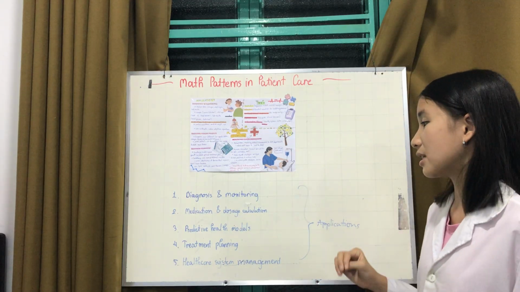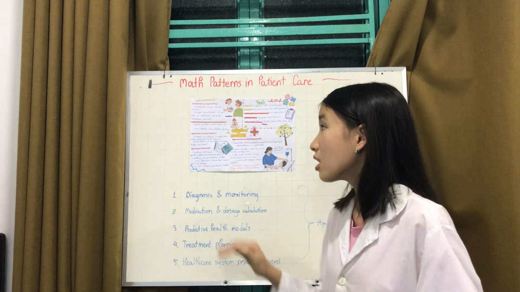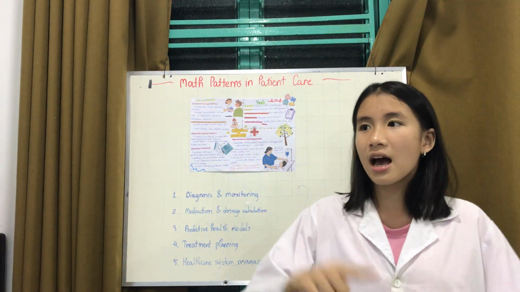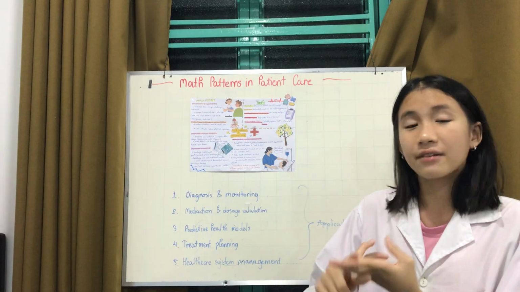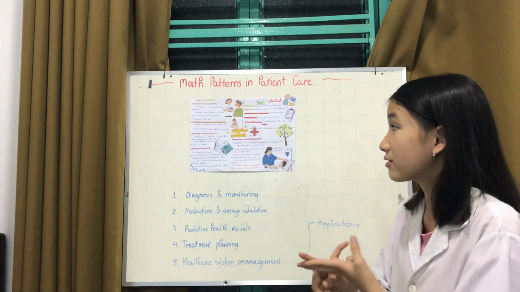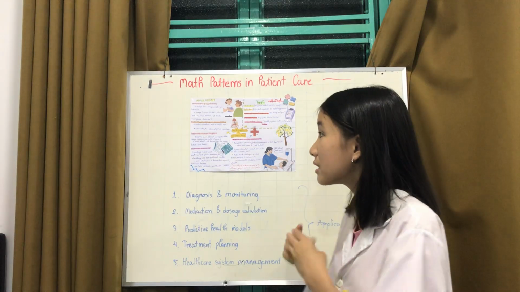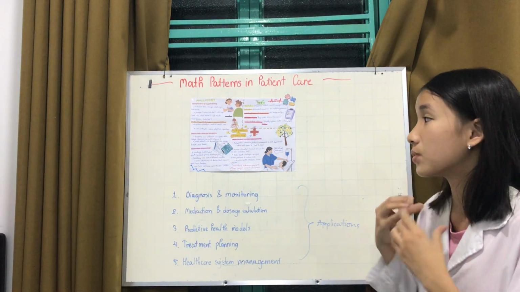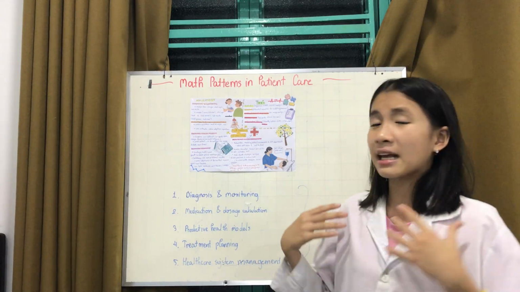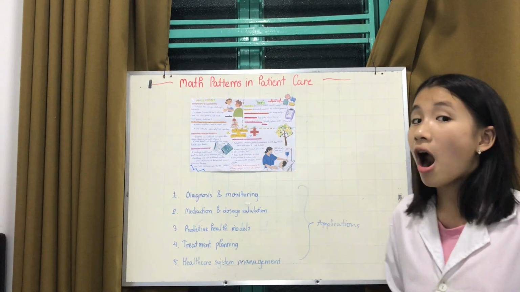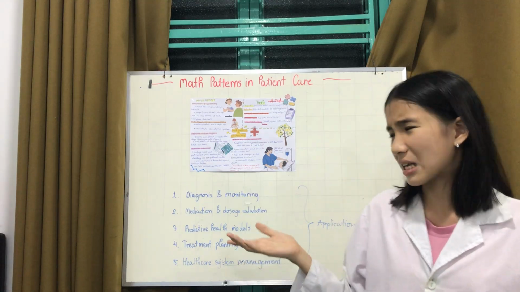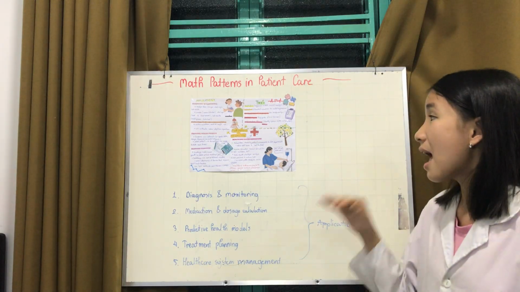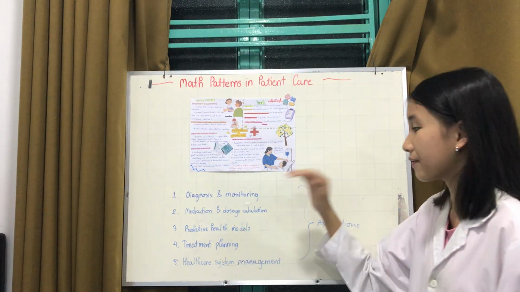The third application is predictive health models. They will examine vast data sets, for example, genetic data, health, lifestyle choices, environmental influences, etc. And based on those factors, they'll be able to predict the patient's risk for conditions like cancer, diabetes, or heart disease, and many other diseases as well. So that is how math patterns are used in predictive health models.